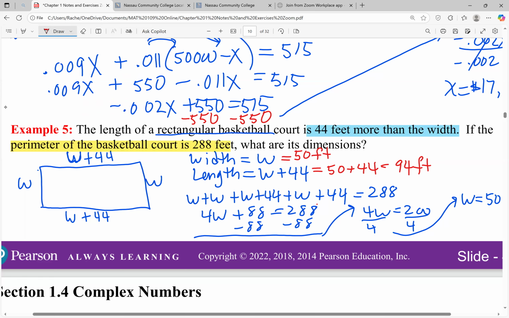And to check your answer, right, add up 50 plus 50 plus 94 plus 94, right? Because you add up both lengths and widths, and that should be the perimeter, and they add up to 288. So again, don't forget to check your answers for reasonableness. So this wraps up section 1.3. In the next lecture, I'll cover 1.4, complex numbers.